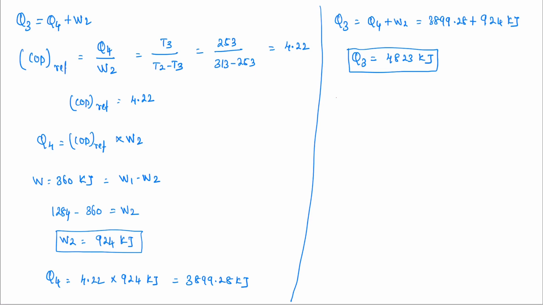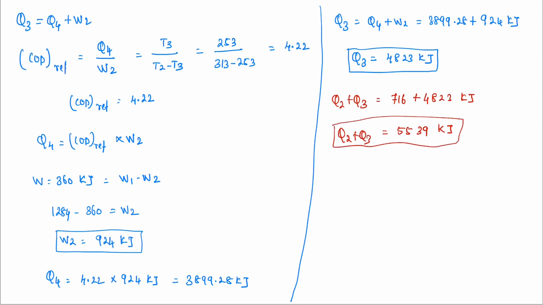From this you can find the value of Q2 plus Q3, which is equal to 716 plus 4823 kilojoule, which is equal to 5539 kilojoule. Therefore, the heat rejection to a lower temperature sink at T2 is equal to 5539 kilojoule. That is Q2 plus Q3. This is the heat rejection to a thermal reservoir at a temperature of 313 Kelvin.